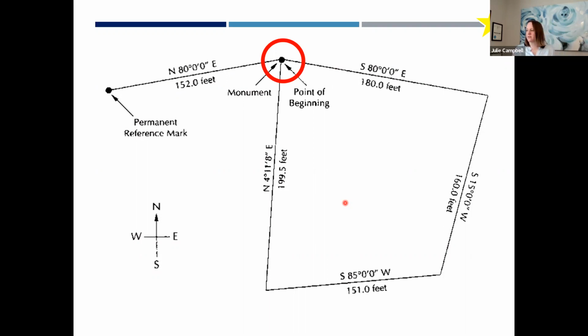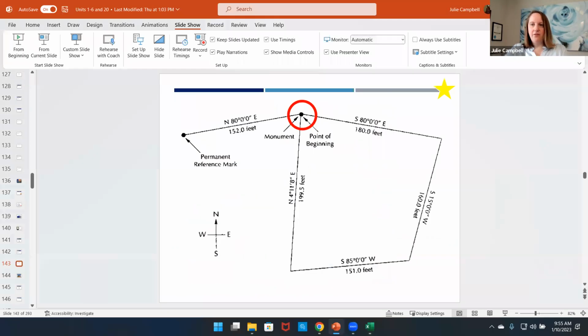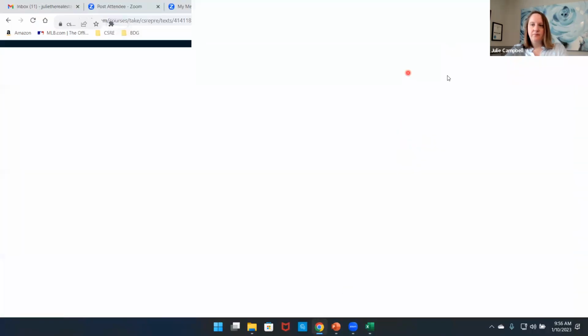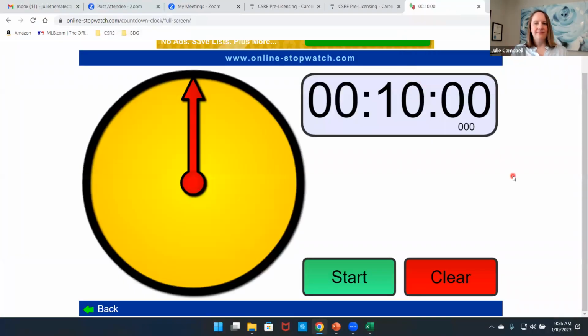Questions on metes and bounds? It's the primary method used in North Carolina. Okay, all right, let's take our first break, take 10. When we come back, we're going to keep going in unit 4.